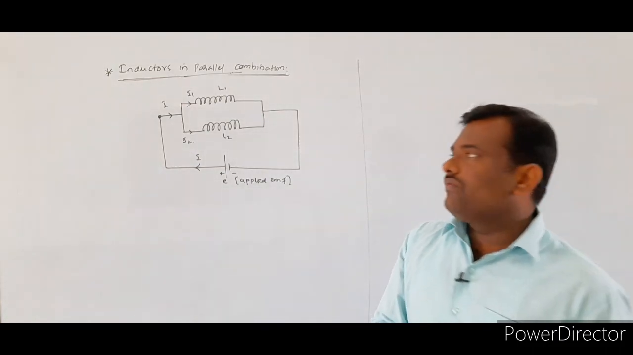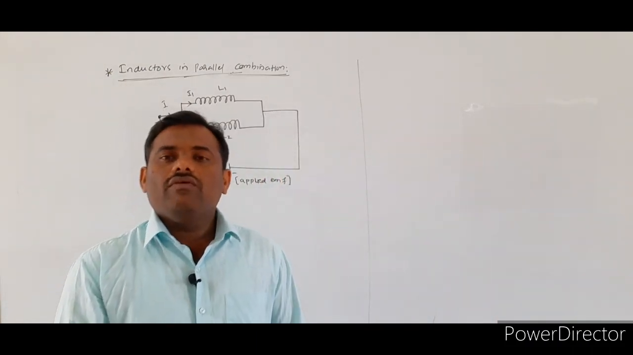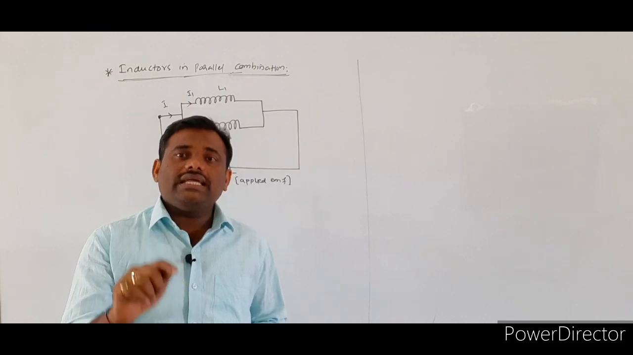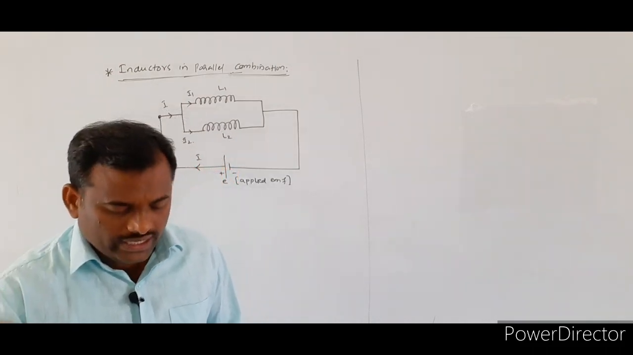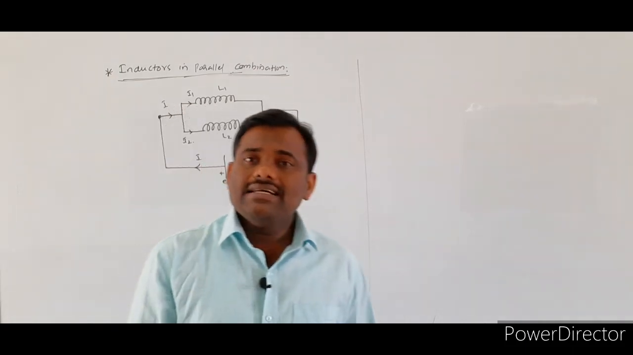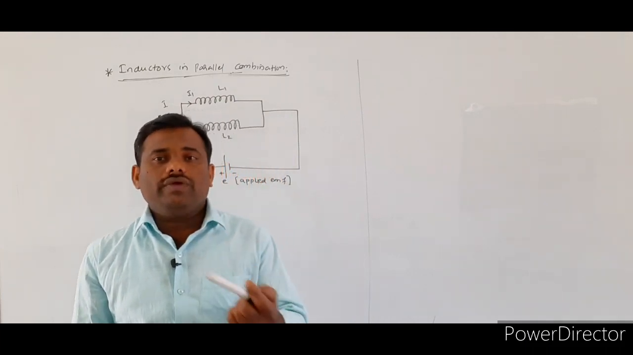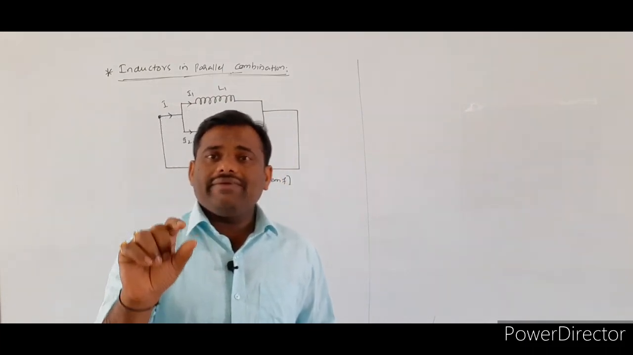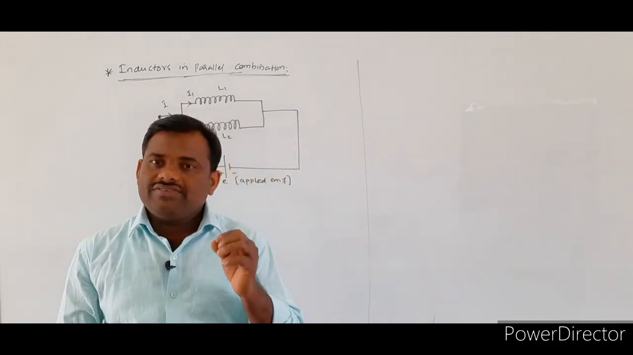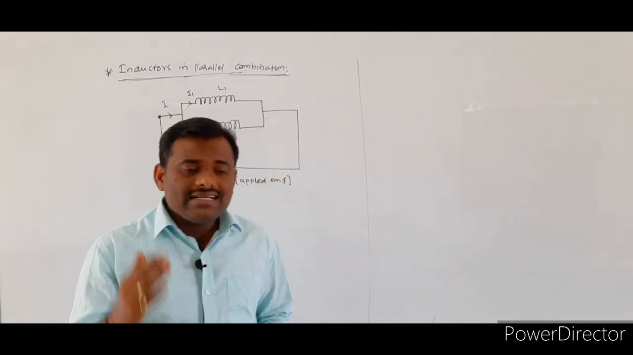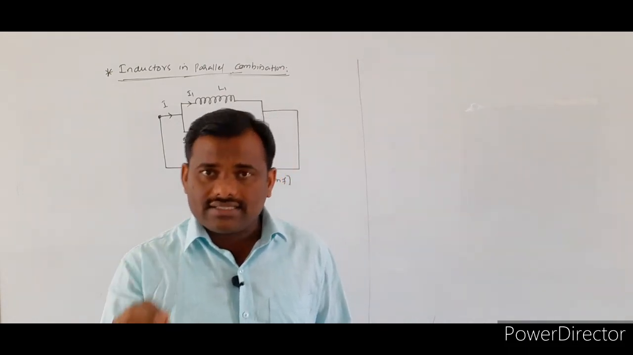Once again, whenever the inductor coils are in series combination, through each and every inductor coil the same amount of electrical current will be flowing. And one more point we said is that the di by dt value will remain the same for the first inductor coil as well as the second inductor coil, since they are in series combination.